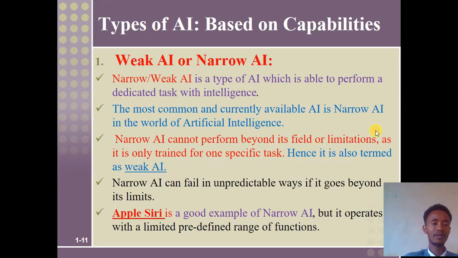So the first one is weak or narrow artificial intelligence. Such artificial intelligences are very narrow or weak, a type of artificial intelligence which is able to perform dedicated tasks with intelligence. Such algorithms are able to perform only the tasks they are dedicated for. They cannot work on any activity except the work they are dedicated for. The most common and currently available artificial intelligence is narrow artificial intelligence, under which the world of artificial intelligence can be categorized.